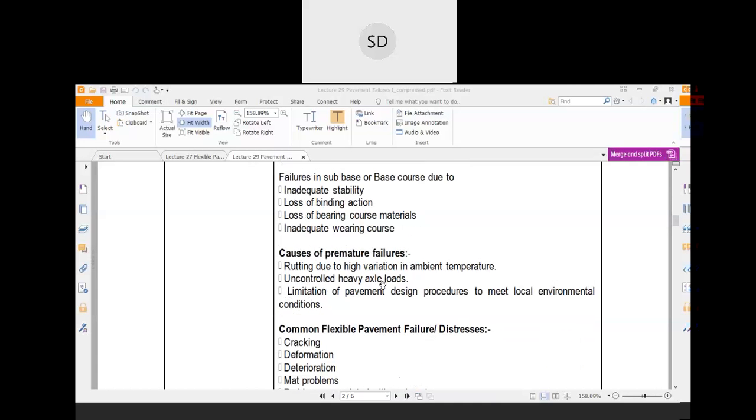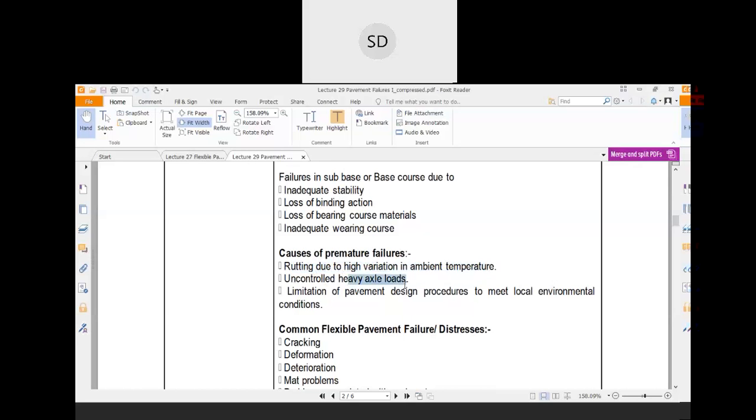The causes of premature failures. Premature failure means suppose you have designed your flexible pavement for a 15 year life, but after 5 years or 10 years it failed. So what could be the reason? One is rutting due to high variation in ambient temperature. Temperature variation basically has a little impact on the flexible pavement, but if the temperature variation is very high, in that case it could cause a rutting failure.